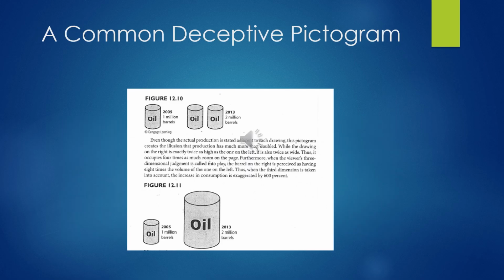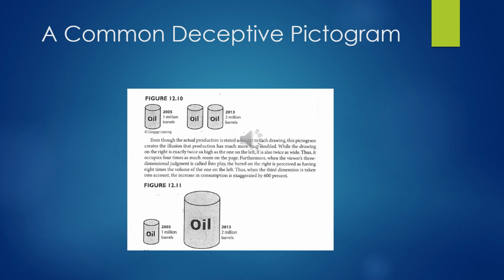You have to be cautious when people are using pictures to present information. It's very easy to be deceptive. The figure at the top accurately represents a doubling of oil production over a period of time. The doubled production is represented by 2 oil barrels of the same size. There's nothing wrong with that pictorial representation.